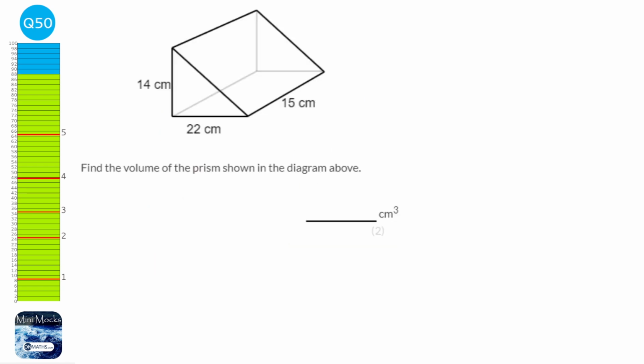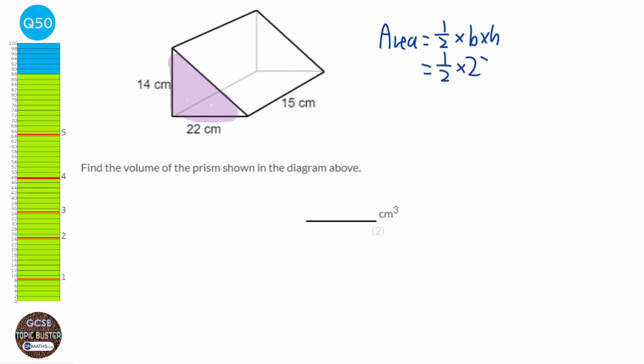To work out the volume of this prism, we need to first of all work out the area of the cross section, which is this part here, so this triangle here. So to do that, I'm going to do half times base times height. So it's going to be half times the base, which is 22, times the height, which is 14. That gives us 154.